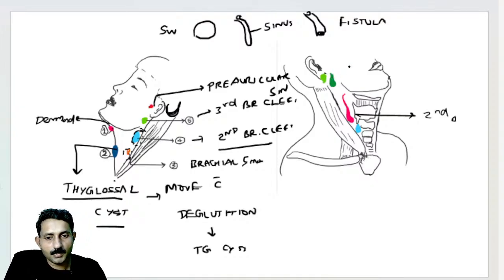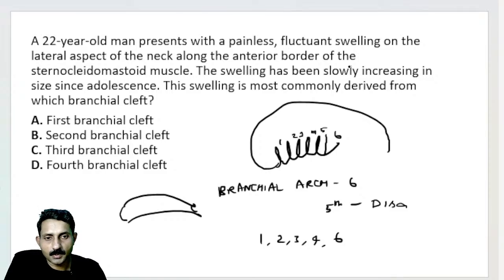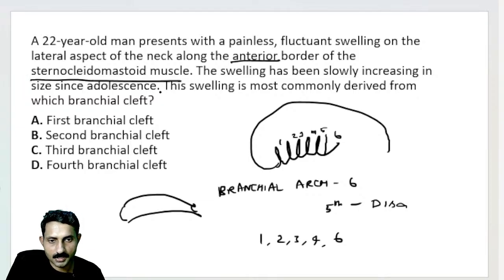So this is the embryological question related to this part. What is the option given? In the question itself, you can see the catch clue is the anterior border of sternocleidomastoid. It's not first, second, third. It is the second branchial cleft that will usually form a swelling on the anterior border of sternocleidomastoid.